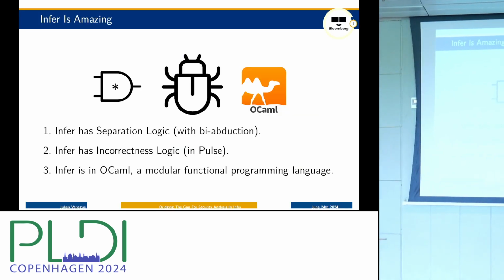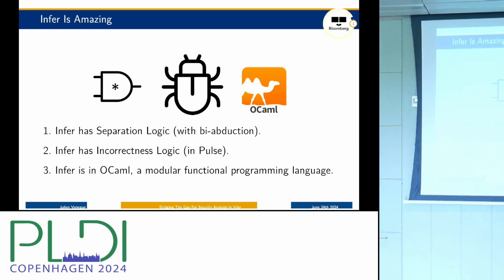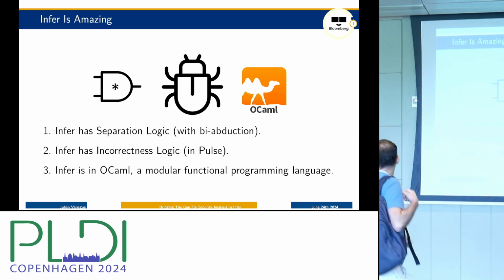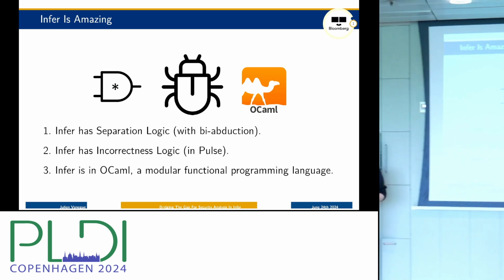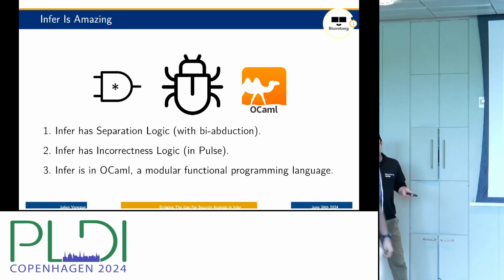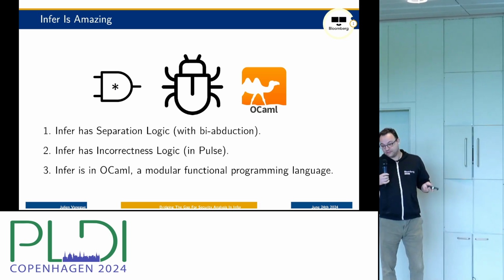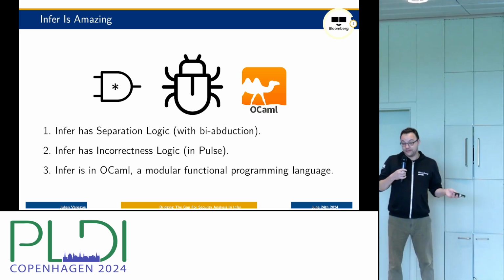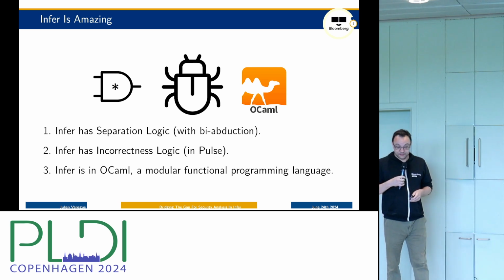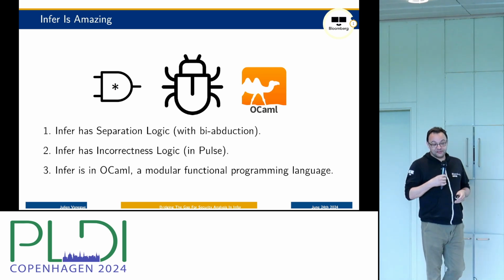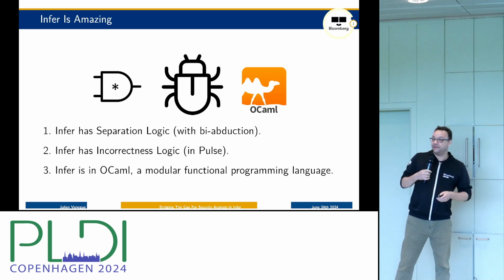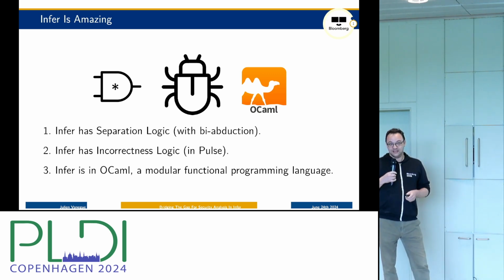All right, first of all, I really want to thank the Infer team because Infer is an amazing framework. Infer has separation logic. It has now incorrectness logic with the Pulse checker that was talked about a little bit previously, and also it's written in OCaml, which is a functional programming language, a modular programming language, meaning that when you change Infer somewhere, you don't break everything else around, which is unfortunately very rare in the other frameworks I've been using.